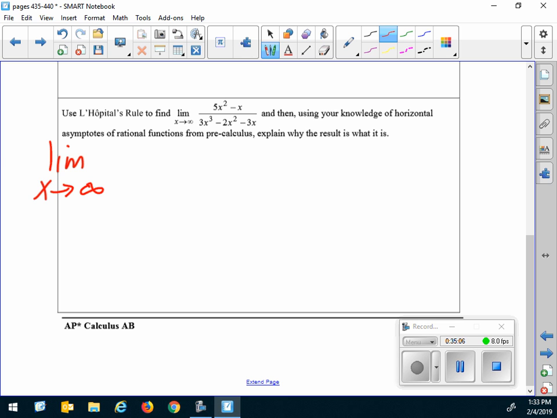What's the derivative of the numerator? 10x minus 1 over... Do I still, can I apply L'Hopital's rule again, or can I just do direct substitution and be done?